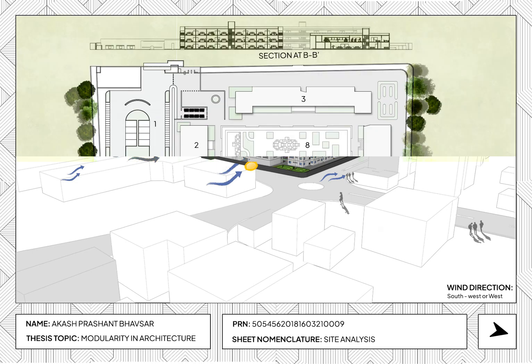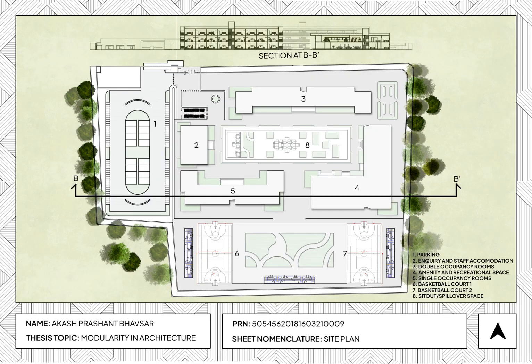Moving on to the design part, there are respective blocks: number two being the admin block, number three being the double occupancy block, which is G plus two, number four being the amenity space, which is G plus one, number five being the single occupancy block, again G plus two, and numbers six and seven being the sports area for the students. The entry of the site is from here.